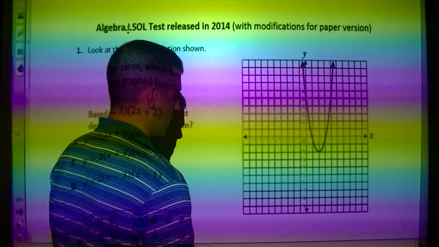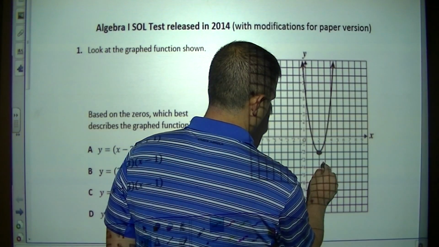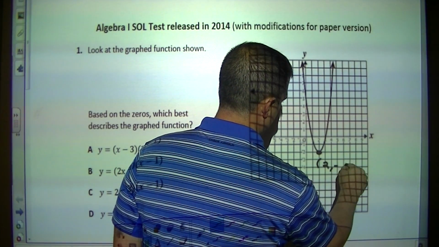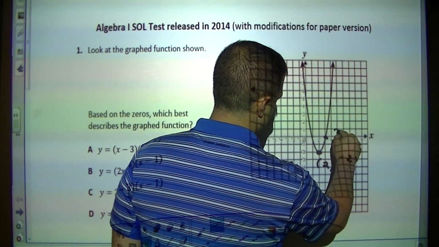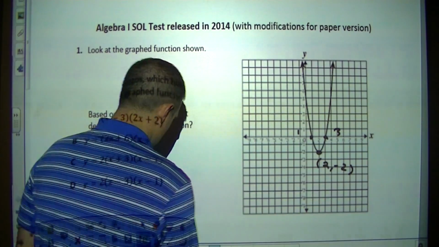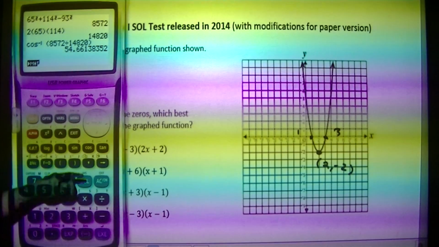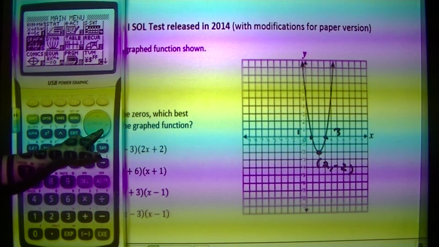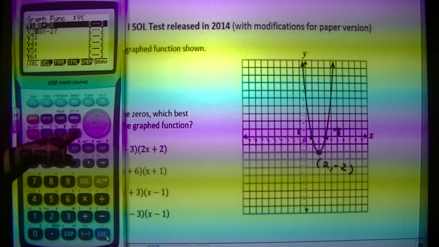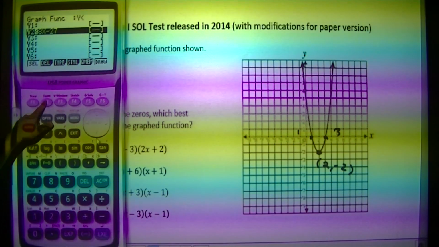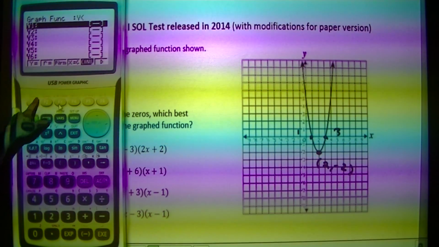A couple things you can look at is where the vertex is, it's (2, -2). It also crosses at 3. It also crosses at 1. So what you can do is use your calculator to figure out which one matches up with that. So I would go into menu and I would go into graph. Delete these, delete these. I want the type being y equals.